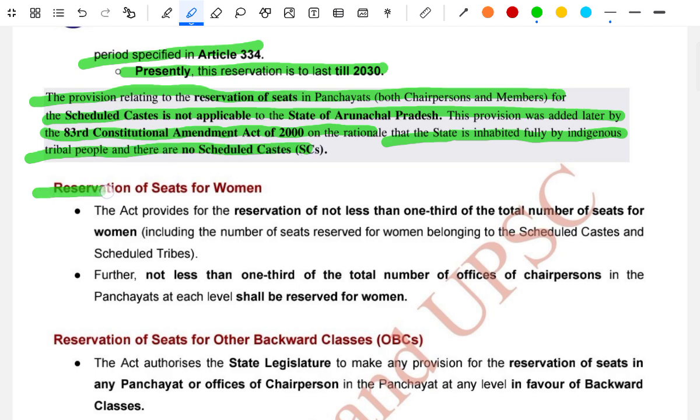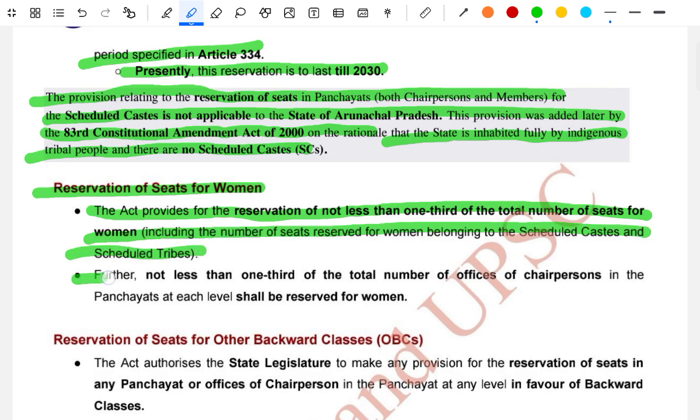The reservation of seats for women. The Act provides for the reservation of not less than one third of the total number of seats for women, including the number of seats reserved for women belonging to the scheduled castes and the scheduled tribes. Further, not less than one third of the total number of offices of the chairperson in the panchayats at each level shall be reserved for women.